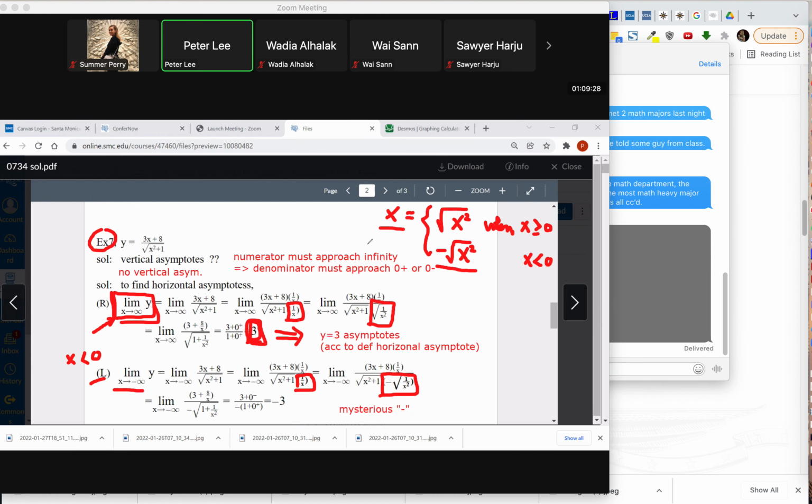This is actually related to the absolute value. By the way, the square root of x squared is the same as the absolute value of x, in case you didn't know. The right side takes the absolute value, and the minus takes the absolute value.